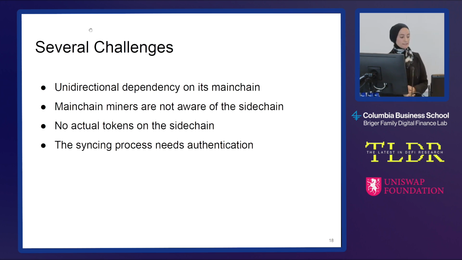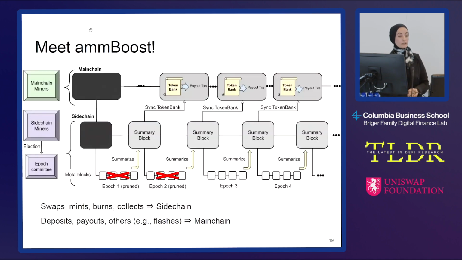The last issue is because now we have a sidechain that is separate from the main chain, and even the main chain miners may not know about the sidechain, we need a way to authenticate that, hey, the syncing process was issued by the rightful committee. So we need some authentication mechanism to say that, okay, these are the correct state changes produced by the rightful people before accepting these changes. Addressing all these challenges led to the design of AMM Boost.